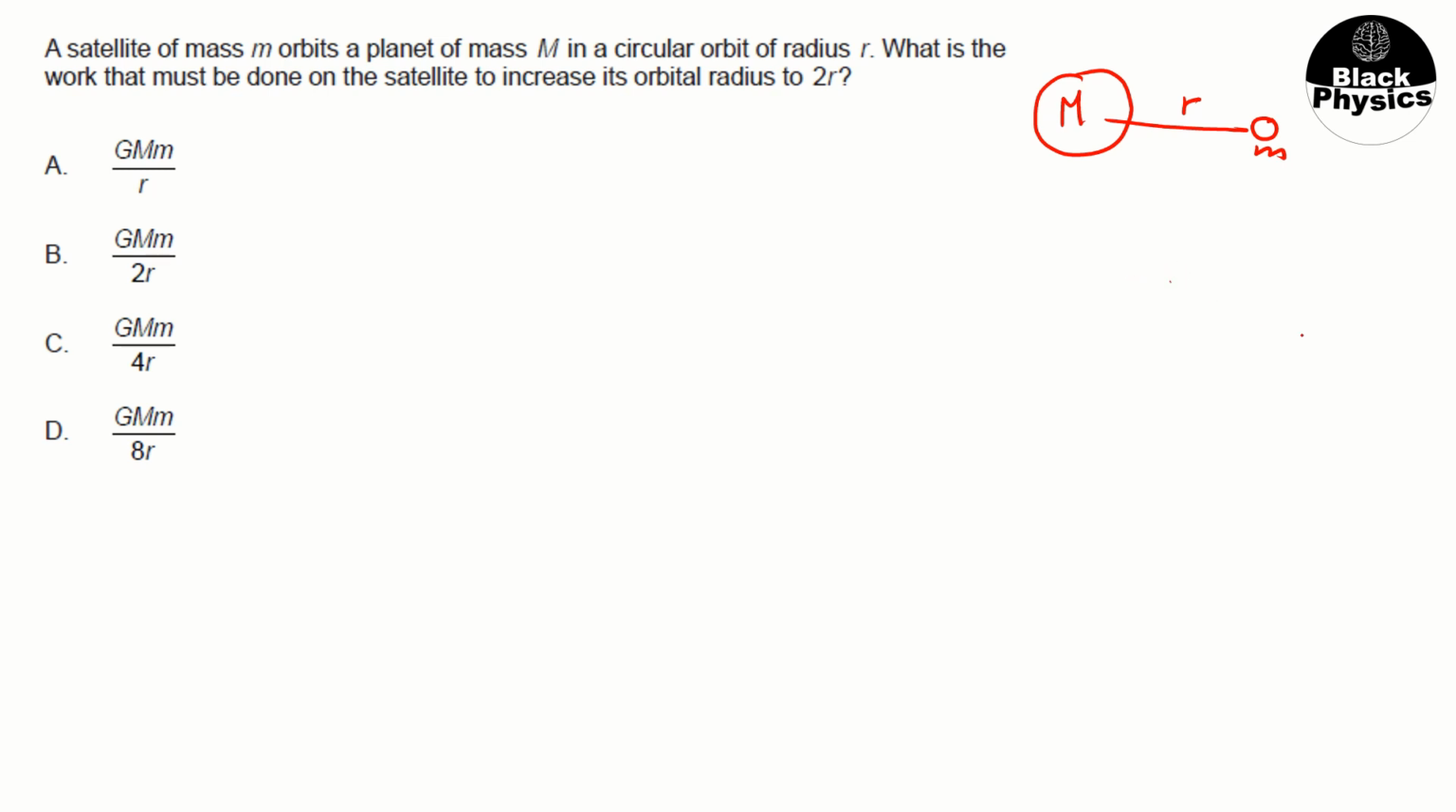So the satellite can increase its orbit. Now I need to put the satellite at a further distance, which is 2r. What is the work needed to do that job? So first, work equals the change of energy.